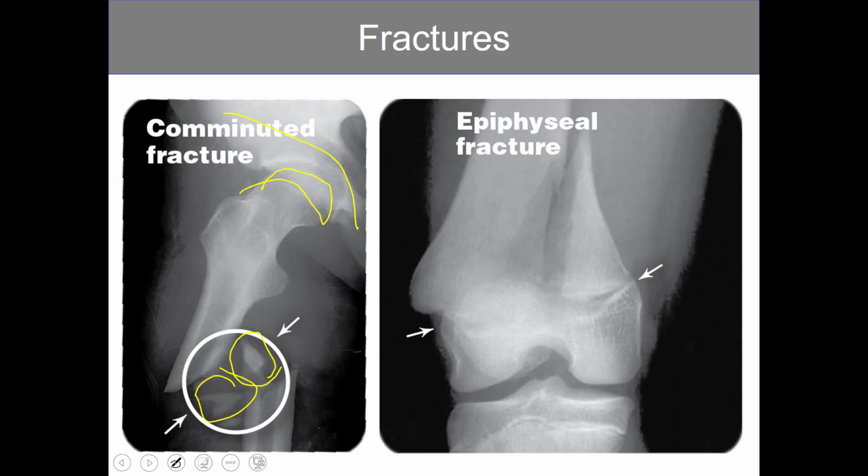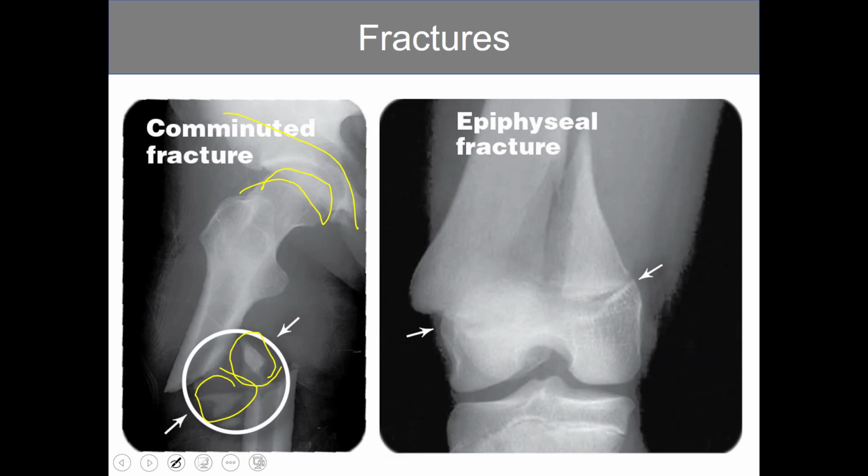And just below, into the shaft of this femur, very proximal shaft, you have this very obvious nasty break, which represents a comminuted fracture. So you get a shatter of the affected area, and you have multiple bony fragments within that area.